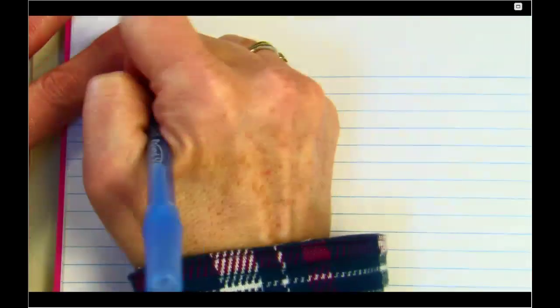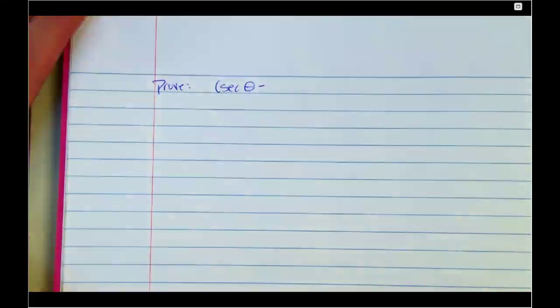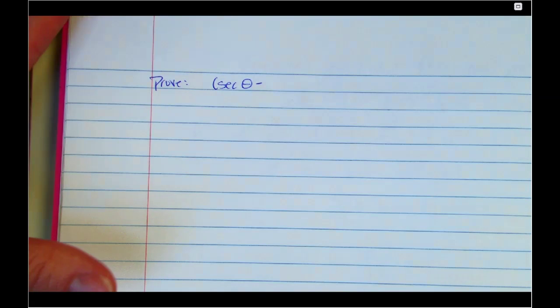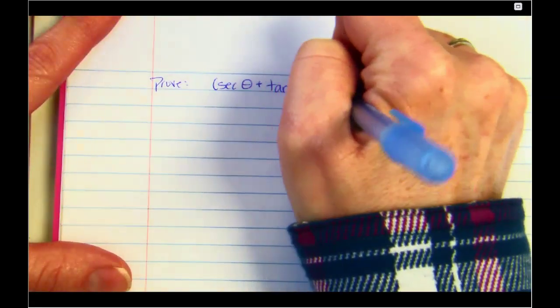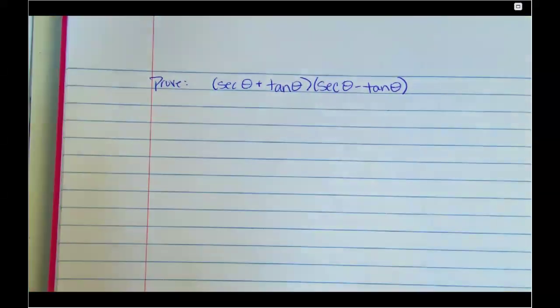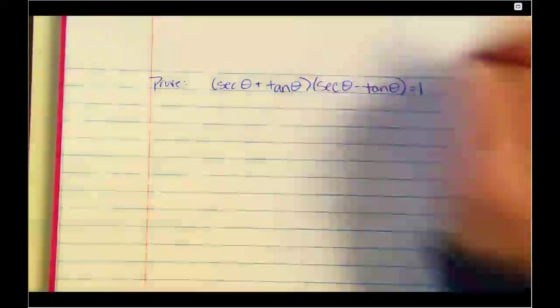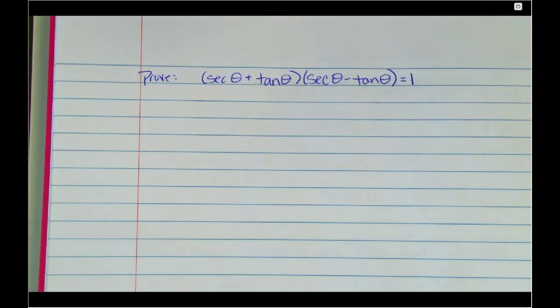Okay, let's try another one. So let's try, plus. Yep. I'm not done. Okay. Don't complain. We're going to be doing proofs for a long time.